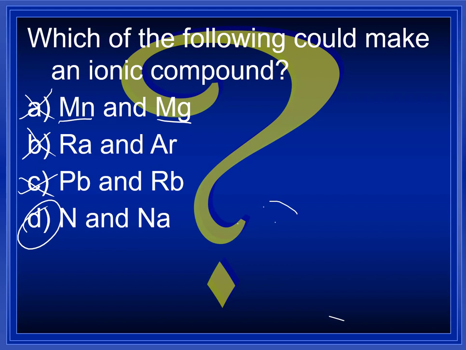Now, when I write the formula for that, I'm going to put the Na first and the N second, because metals always get written first. And Na is in group 1A, so it's going to make a 1 plus. Lose one electron to look like a noble gas. N is in group 5A. Gain 3 to look like a noble gas. So the correct formula would be Na3N.